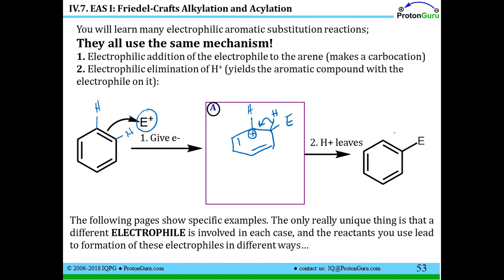So what are we going to do in the rest of this lesson? Well, we're going to learn several different types of electrophilic aromatic substitution processes. They all follow the same exact mechanism. They're just going to use different electrophiles. So the only really unique thing we need to look at in the rest of these lessons about electrophilic aromatic substitution is what the electrophiles are and what species we need to react together to get those electrophiles.